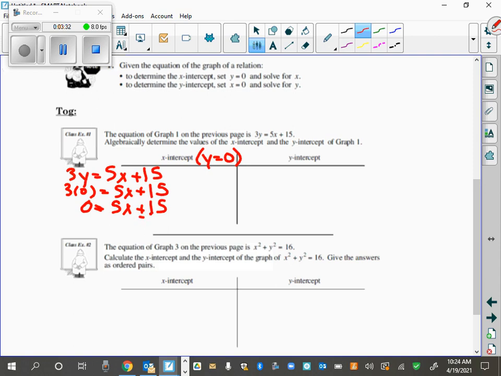Alright, bravo. So subtract 15 on both sides. Sorry, it's hard to write small on the smartboard. And now this is 5x, so 5 times x, divide both sides by 5. And don't lose your negative sign. You might get -3 equals x.